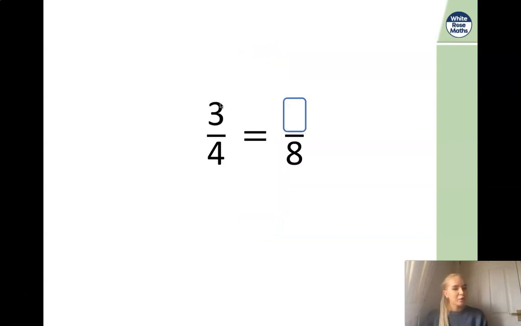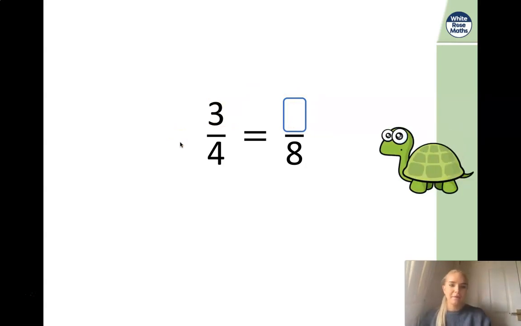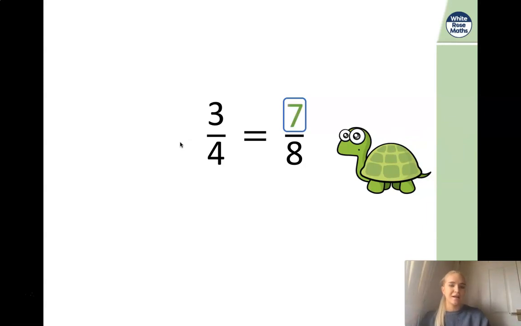Now, I've got my equivalent fraction here. 3/4 is equivalent to how many eighths? Can you use the proportional reasoning method to work out how do we get from 4 to 8? What do we multiply? And do the same to the top one to work out the equivalent fraction. Pause the video and have a go. Okay, let's see if you're right. But first, Tiny the Turtle has suggested that it's going to be 7/8. Do you agree?